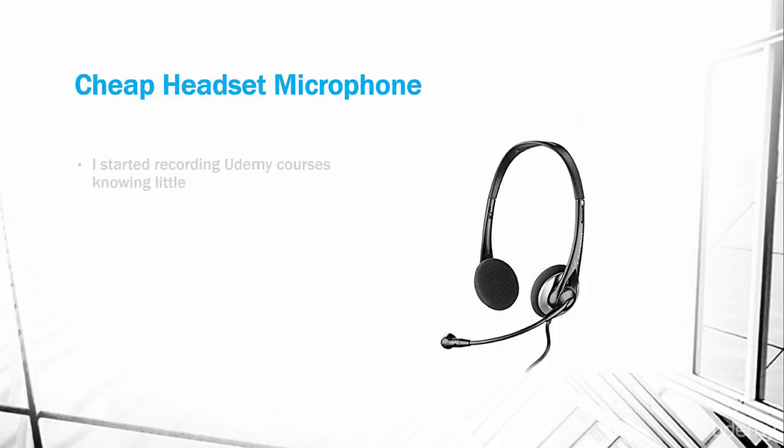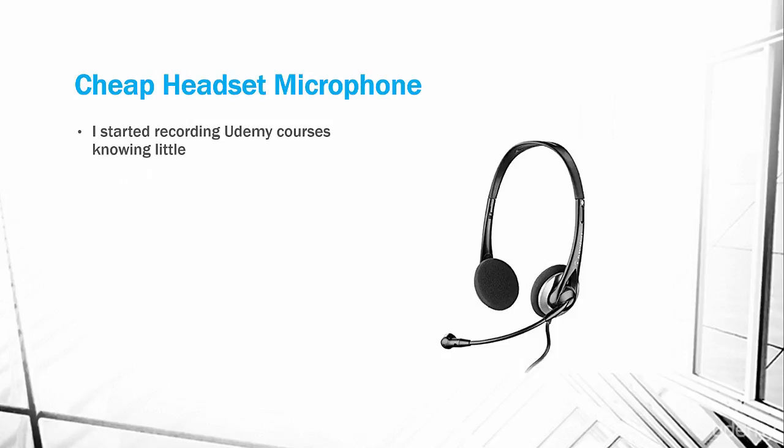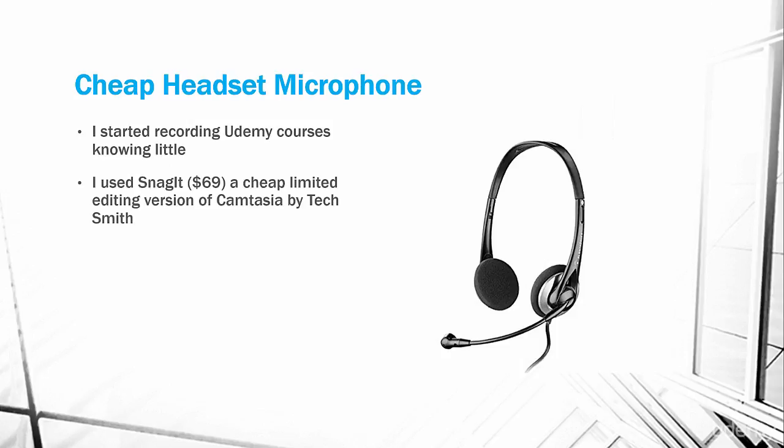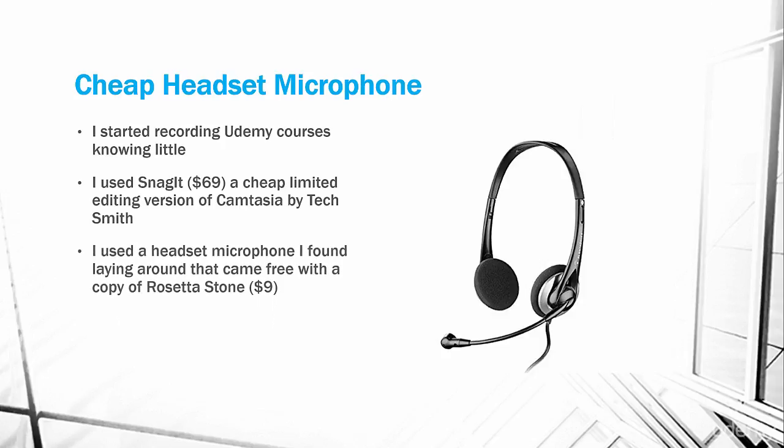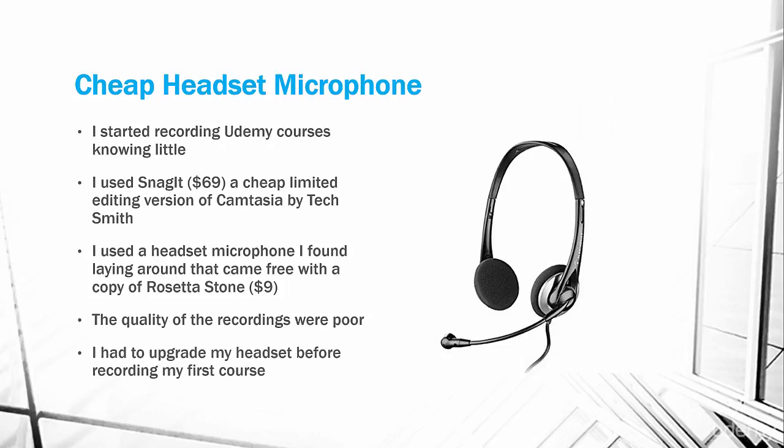Okay, I began recording Udemy courses knowing very little. I used Snagit, a cheap version of Camtasia by TechSmith, to record my first couple courses or so. I used a headset microphone I found laying around that came free with Rosetta Stone when I bought it. It's about a $9 microphone, and it turned out that the quality of the recordings was really poor. It was so poor that I had to upgrade my headset before recording my first course. I just couldn't do it with the free headset microphone that I had.